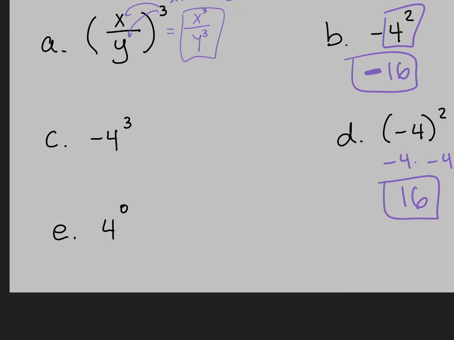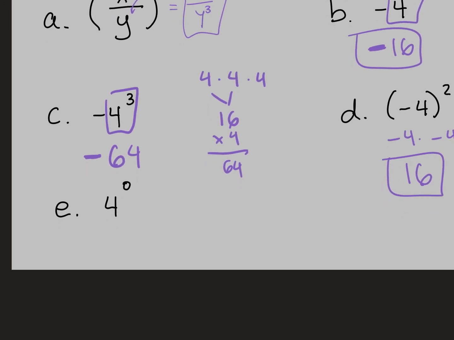All right, let's look at C. In C, what's being cubed? Just the 4. So that negative stays out front. What is 4 to the third power? 64. Awesome. Again, if you didn't know it, write out 4 times 4 times 4. 4 times 4 is 16, and then we can multiply that times another 4, which would be 64. And then lastly, E, what's 4 to the power of 0? 1. Awesome.